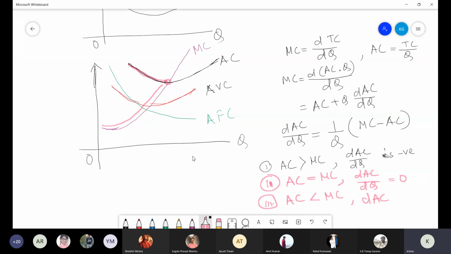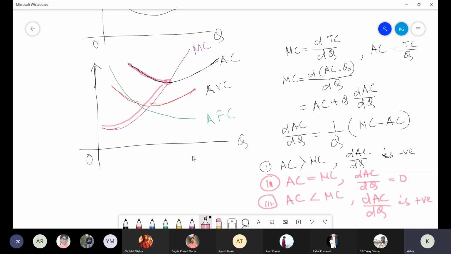Slope of AC is dAC by dQ. Say you are getting a positive value. Beyond this point, what is happening? You see our relationship: MC is higher than AC, or AC is less than MC. So when MC's value is more than AC, this is a positive value. Ultimately, the entire value will be a positive value. And this is happening here.